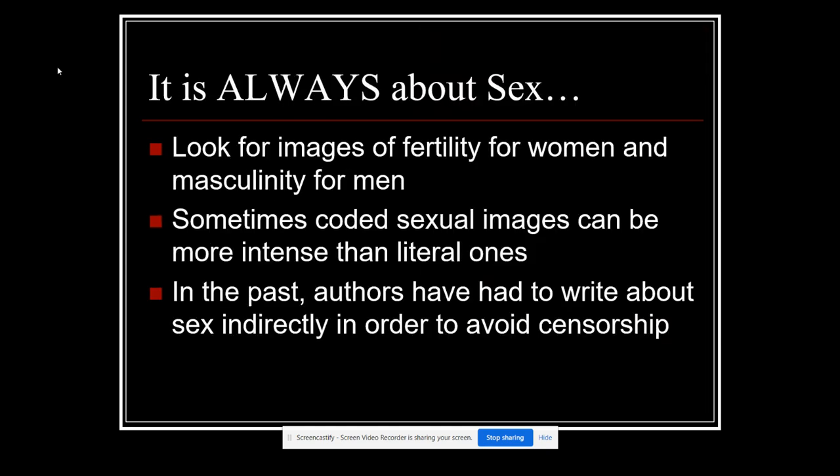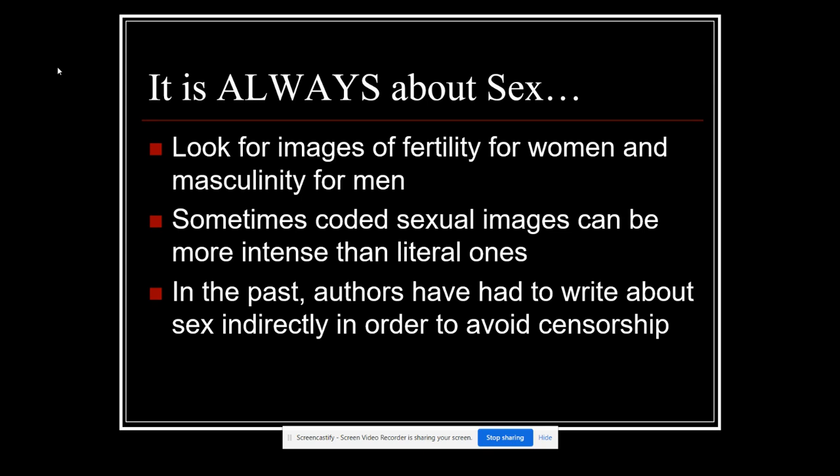Okay, sexual imagery. Ideas of femininity and masculinity are always present in literature because all literature deals with men and women. So when you're looking for symbolism that's connected to male and female sexuality, you want to be thinking about signs of fertility or masculinity. Coded sexual images very oftentimes can be more intense than literal sexual imagery. In the past, just like we talked about with vampires, authors had to write about sex indirectly to avoid censorship.